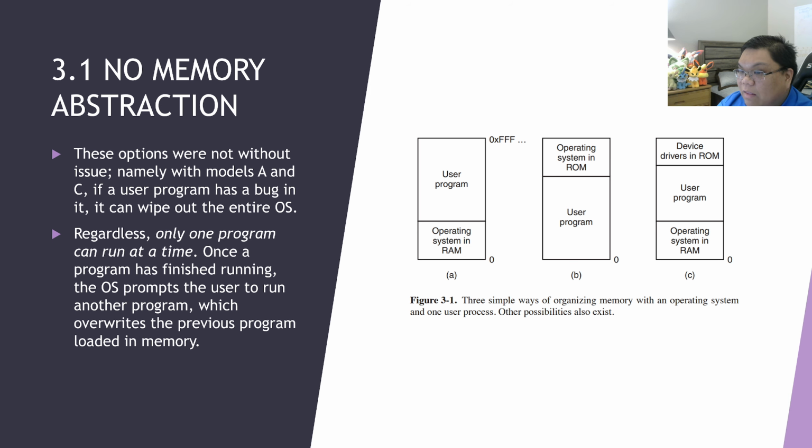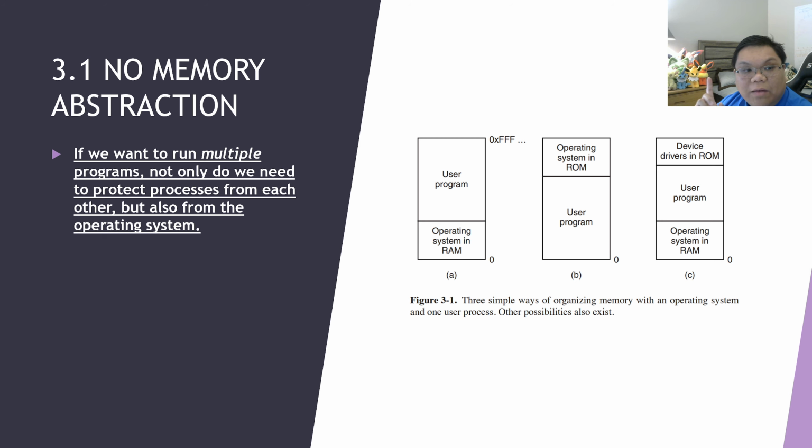But regardless, you still have the problem of you can only run one program at a time. Once a program has finished running, the OS prompts the user to run another program. Once the new program is entered into the system, that program overwrites the memory that was used by the previous program. We cannot run more than one program at the same time. We can only run one at a time.